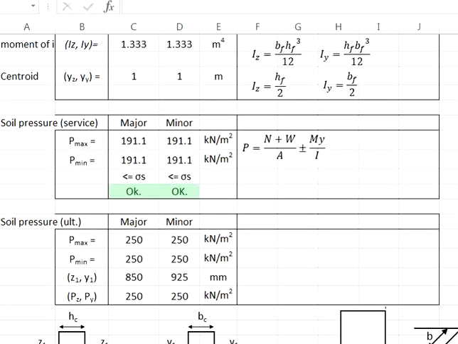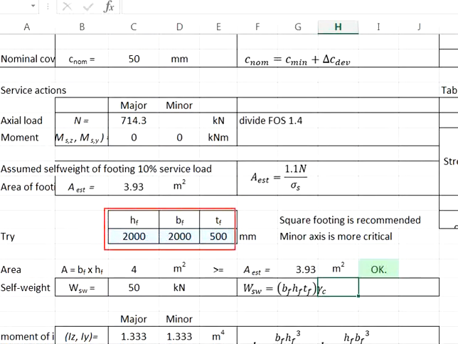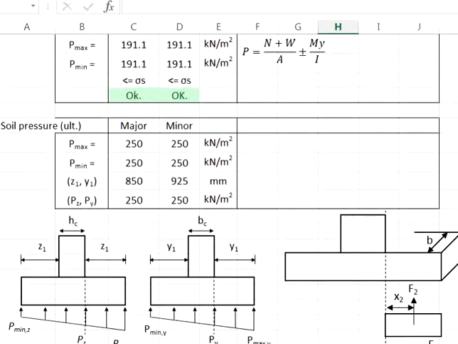This covers the first part of the design of the pad footing, which you need to conclude a suitable size of the pad footing. Later, we will continue with the calculations of the moment at the ultimate limit state for the structural design, which we're going to discuss in our following videos.